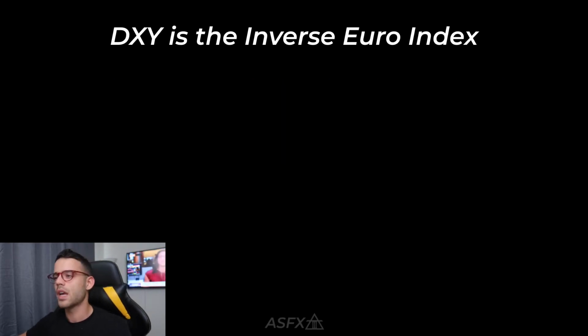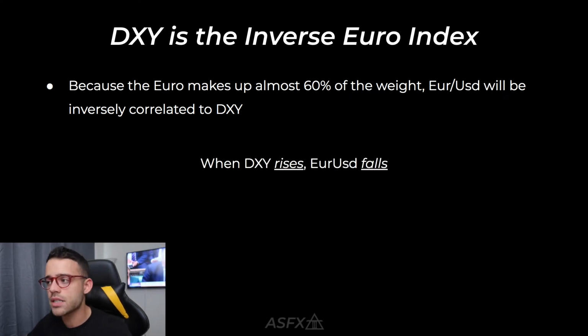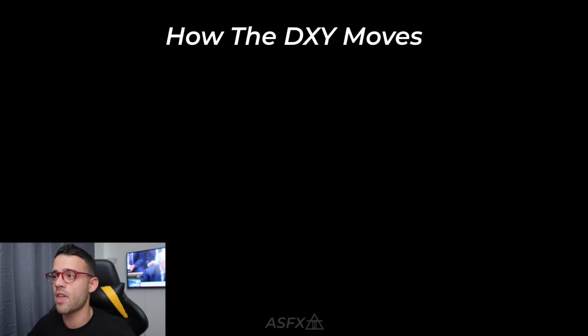We'll have to see. Now, you can also think of the dollar index as an inverse euro index. That means that because the euro makes up 60% of the weight, like I showed you earlier, of those 6 currencies, Euro USD is going to be inversely correlated to the dollar index, which means that when DXY rises, Euro USD is going to fall. Just like when DXY falls, Euro USD is going to rise. Make sense? Give me a thumbs up if that makes sense.